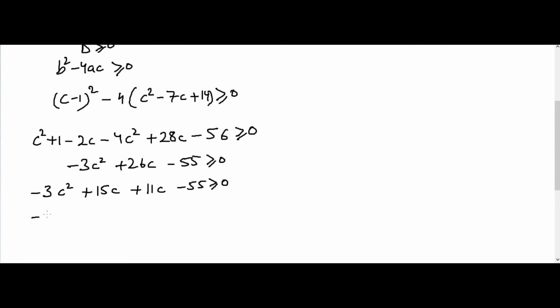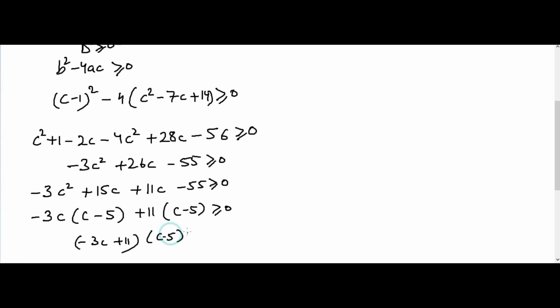Let's take negative 3 common, or 3 also you can take common, it's up to you. I am taking negative 3c common, I am left with c minus 5, and here I am taking plus 11 common, I am left with c minus 5. Now negative 3c plus 11 and c minus 5 is greater than or equal to 0. These two factors become 0 at 11 by 3 and at 5. So c must lie in between them.